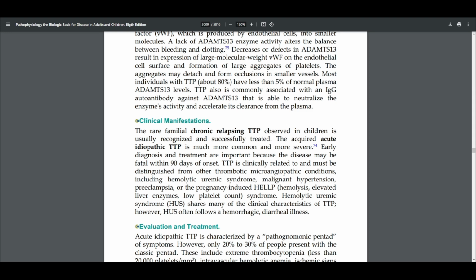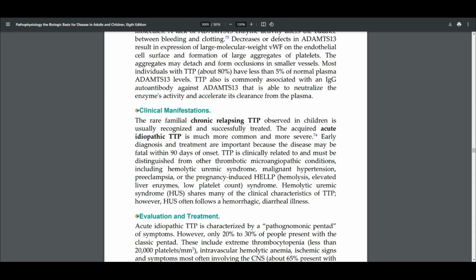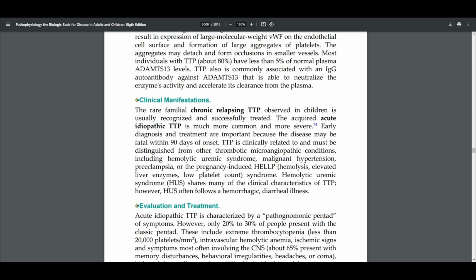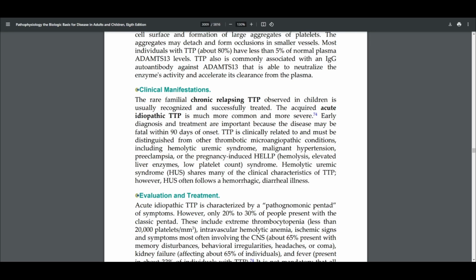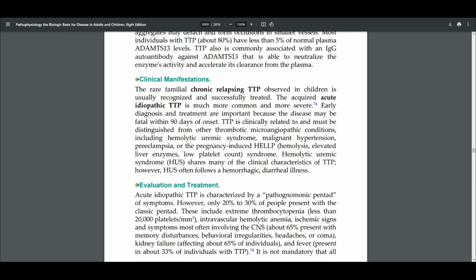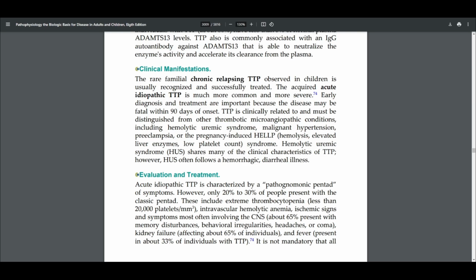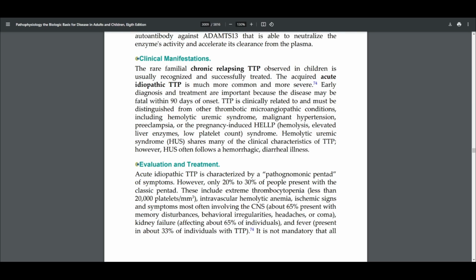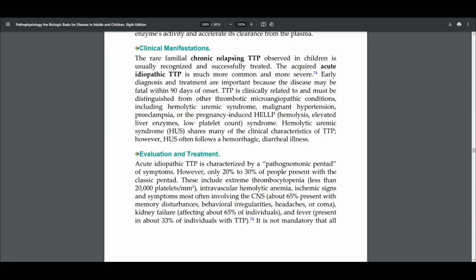Most individuals with TTP have less than 5% of normal plasma ADAMTS13 levels. TTP also is commonly associated with an IgG autoantibody against ADAMTS13 that is able to neutralize the enzyme's activity and accelerate its clearance from the plasma. So, the clinical manifestations.